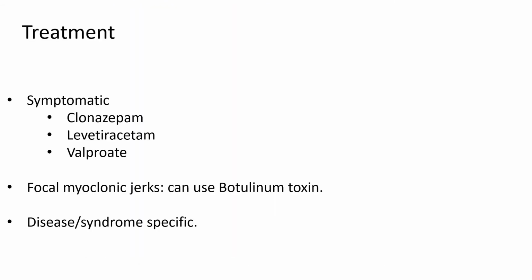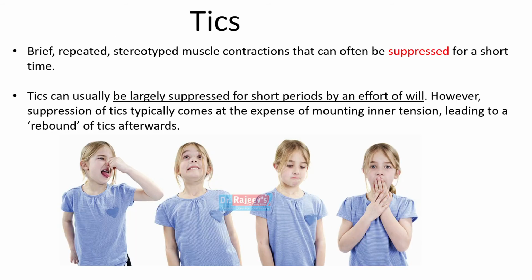Treatment of myoclonus is basically symptomatic. We can use drugs like clonazepam, levetiracetam, and valproate. For focal myoclonic jerks, we can use botulinum toxin also, and the treatment is basically disease and syndrome specific. Coming to the next jerky hyperkinetic movement disorder, it is tics.